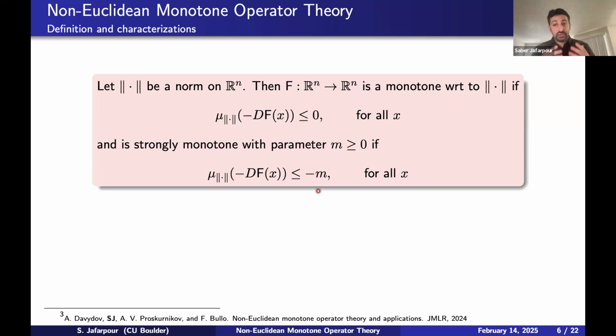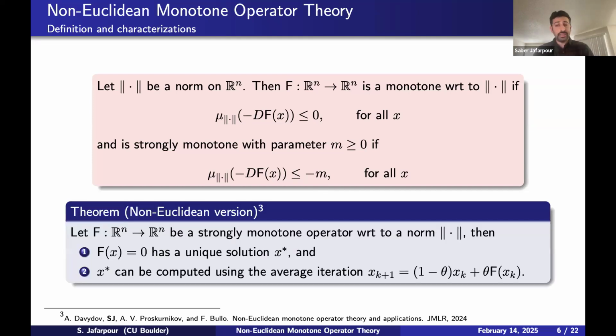Perfect. So essentially, this notion of logarithmic norms was very useful for us because it allowed us to generalize this monotone operator theory to a much more general framework, where instead of working with Hilbert space, we can work on general Banach spaces with arbitrary norm, right? And it turns out that the same exact theorem that I mentioned in the beginning for monotone operator theory holds for non-Euclidean monotone operators too. So if F is a strongly monotone operator with respect to a norm, it also has a unique equilibrium point, and this equilibrium point can also be computed using average iteration, right?